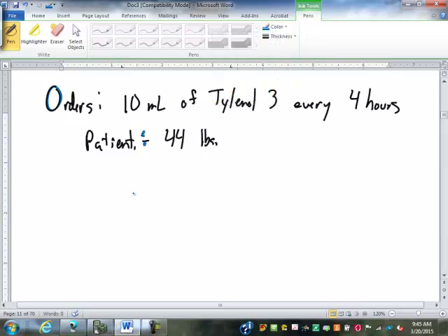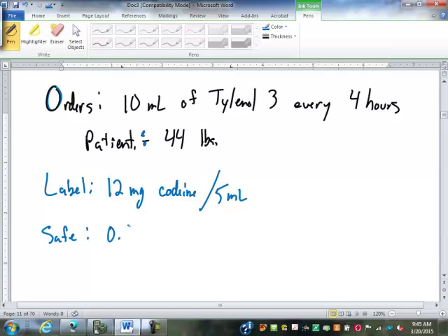Before you administer the dose, you want to double check it. And so you look at the label and the specs for the medication. On your label, it says that there are 12 milligrams of codeine per 5 milliliters. You look up and you find that the safe amount of codeine is 0.5 milligrams per kilogram every 6 hours.